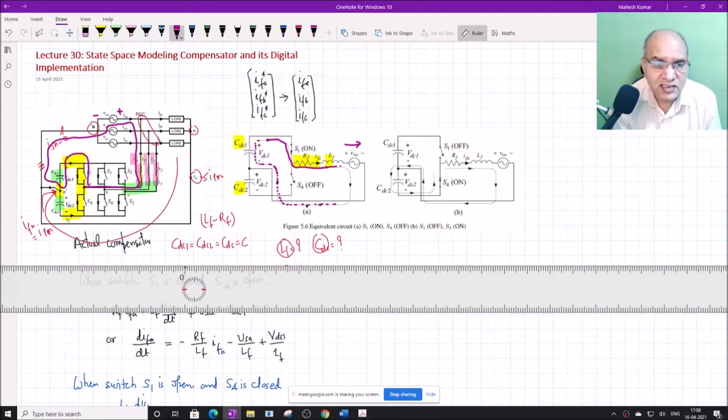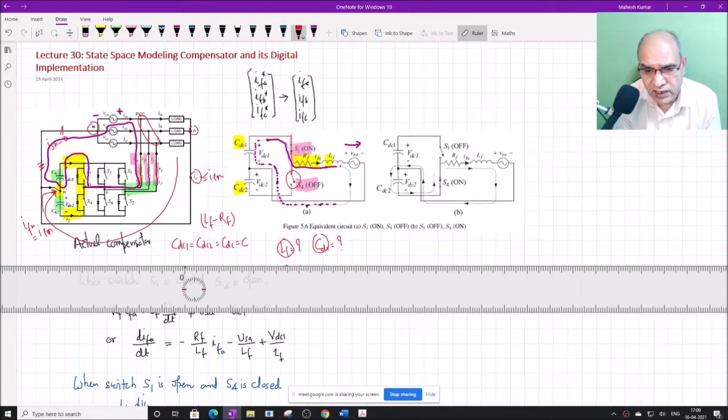In actual circuits, there is some dead time when one turns off and another turns on, to avoid the short circuit of the DC capacitors. So when S1 is on, this condition we have taken, first condition for leg A, when S1 is on and S4 is off. So this is the on path, and this is the off.